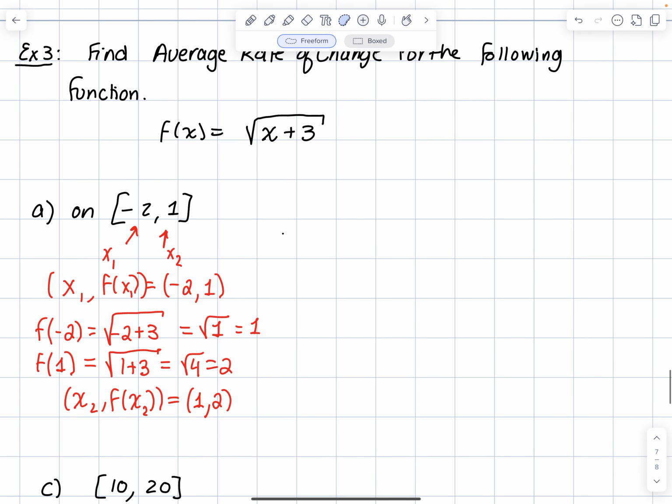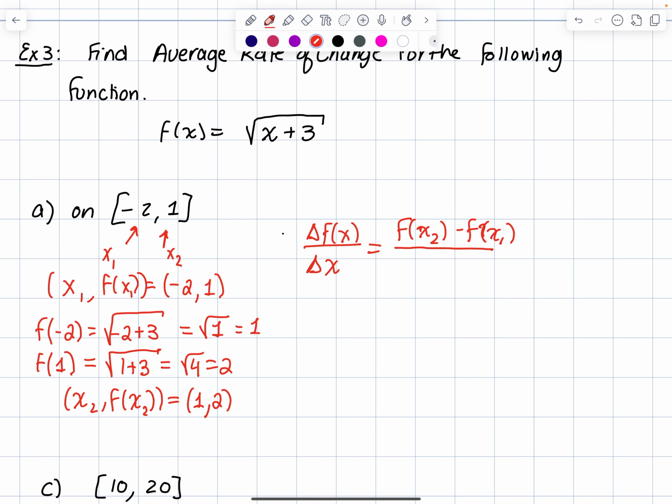Okay, so now we need to use our formula, the change in f of x over the change of x. That's exactly what we have: the change in f of x, which is the y, over the change of x. So we have f of x2 minus f of x1, all over x2 minus x1, which gives me f of x2, we know, is 2, minus 1, f of x1 is 1. So 2 minus 1, that's this value and this value.